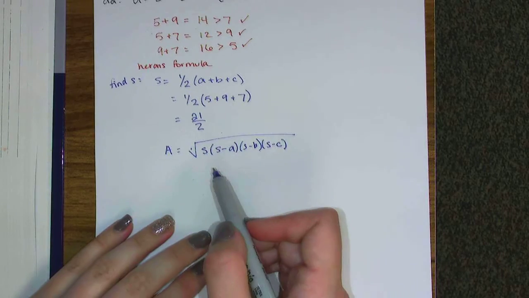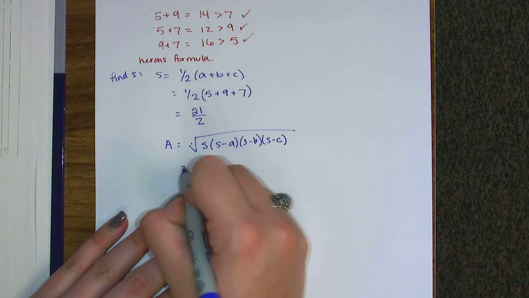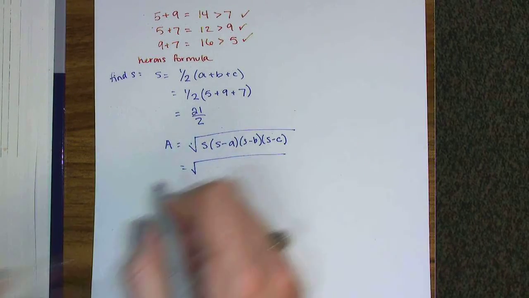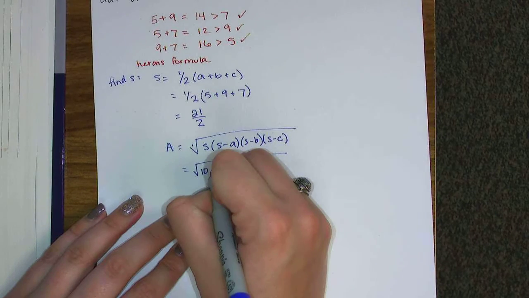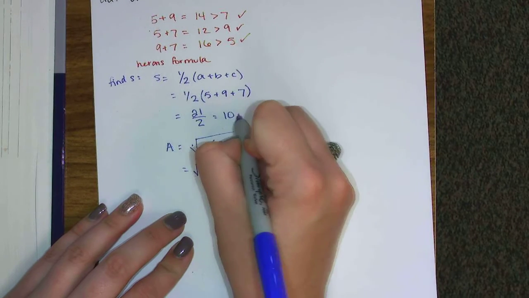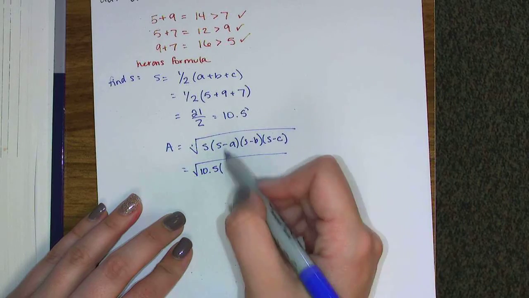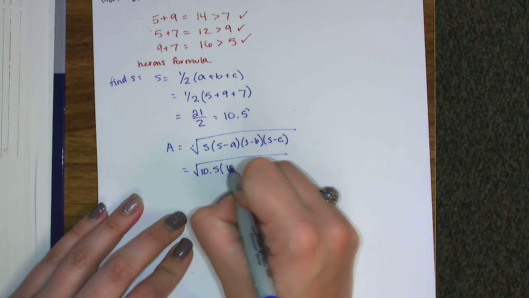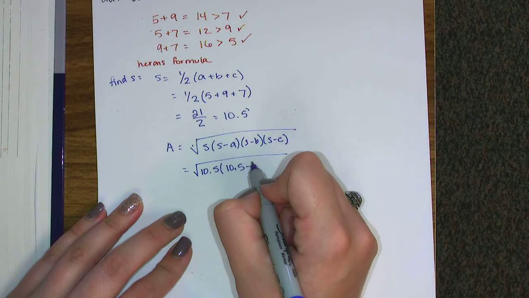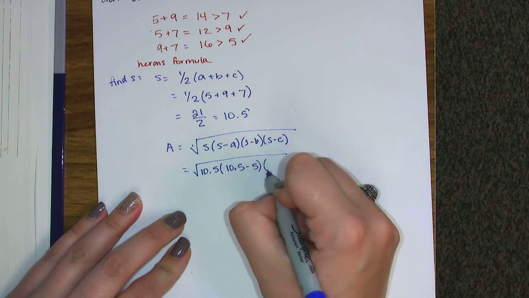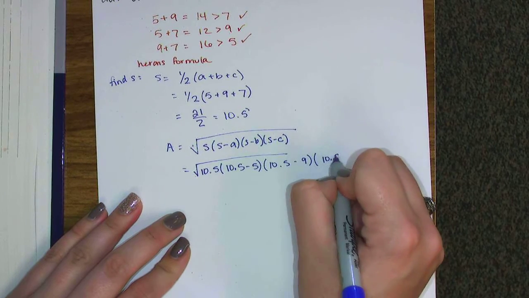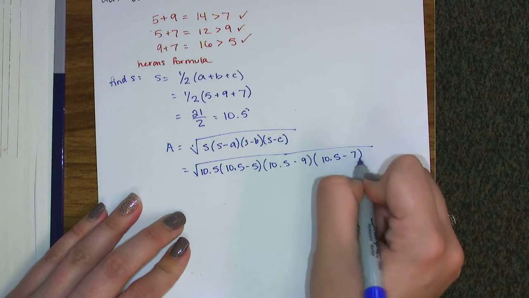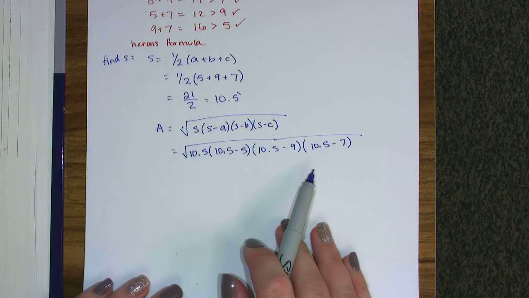So now plugging in stuff, this is equal to the square root of, and I'm going to go ahead and rewrite this as 10.5, just for the ease of writing it in. So 10.5 times (10.5 minus A, which is 5), times (10.5 minus B, which is 9), times (10.5 minus C, which is 7). And so now I can go through and just type that in my calculator.